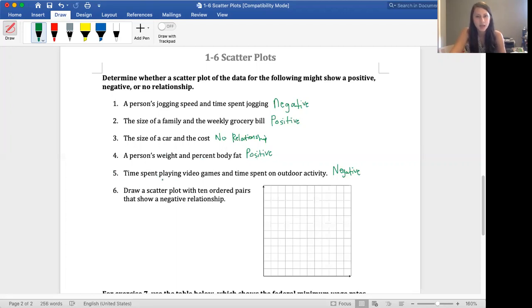Number 5, time spent playing video games and time spent on outdoor activities. So if you spend more time playing video games, you have less time to go outside. There's only so much time in the day. So if you spend more of the time that you have in one day on video games, then you have less remaining time to go outside. So as time with video games goes up, time spent outdoors goes down. So that would be a negative.